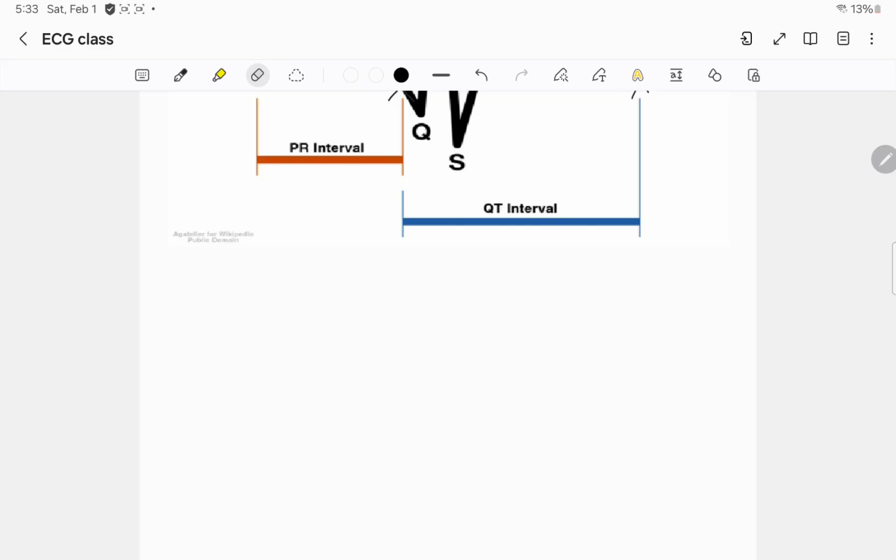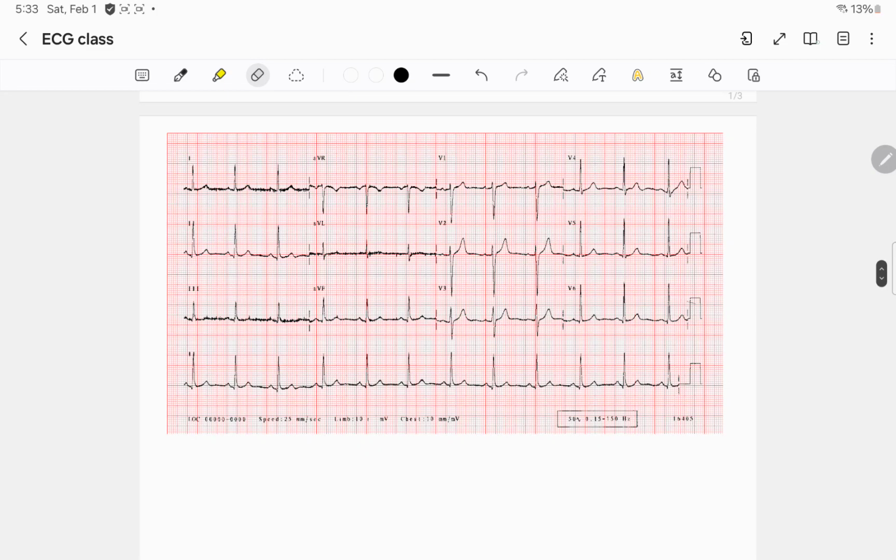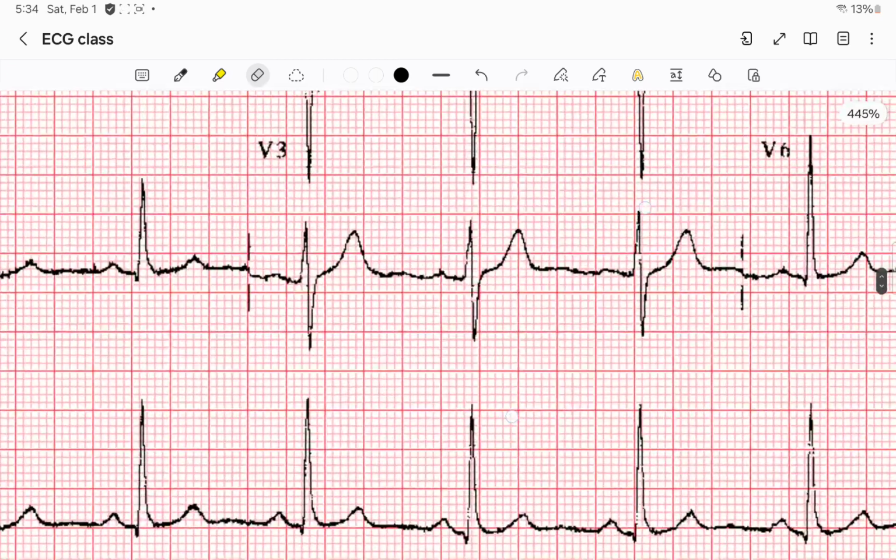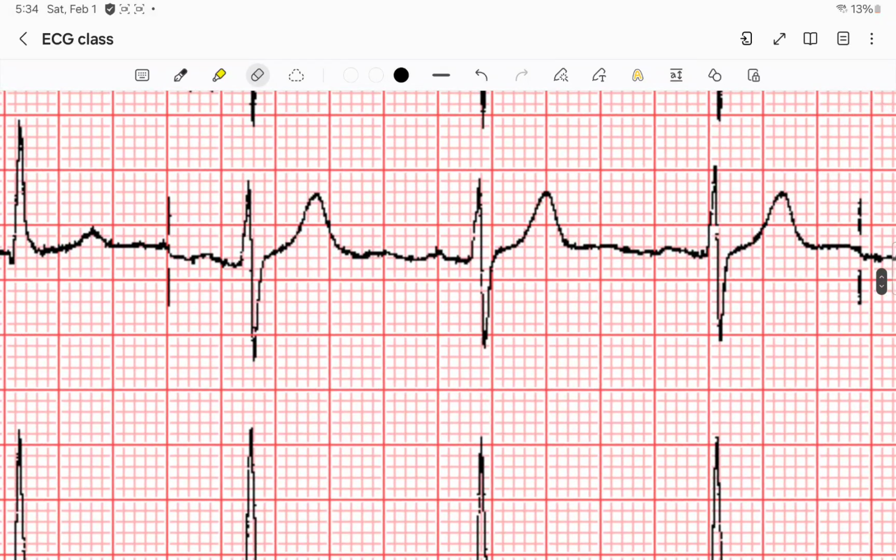So let's now talk about how to measure the QT interval. Here we have a normal ECG, and we'll use this as practice to measure the QT interval. So let's pick a lead. You can pick V3 and let's zoom in. We said the QT is from the beginning of ventricular activity, which would be the beginning of the QRS complex, to the end of ventricular activity, or the end of the T wave. So we're going to say it's about right there, right? And so this is the QT, right?